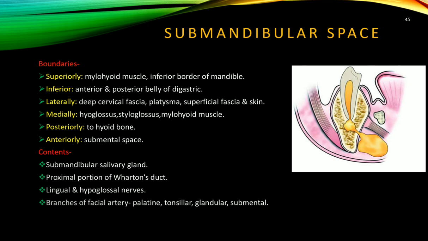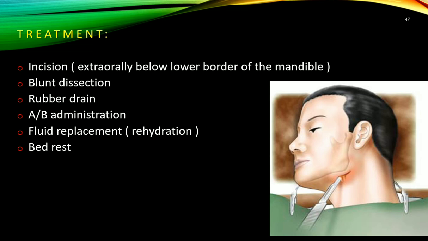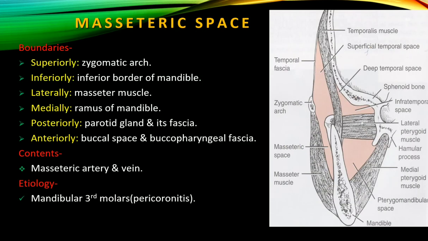The second most common space to be infected is the submandibular space. The contents in this area are the submandibular gland, Wharton's duct, lingual and hypoglossal nerve, and branches of the facial artery like palatine, tonsillar, and glandular arteries. Etiology is that infected mandibular second and third molars can cause this swelling, and infection from the submental and sublingual spaces can also come across. This infection can spread to the contralateral side, causing Ludwig's angina, or can go to the lateral pharyngeal spaces. The treatment is, as usual, incision and drainage, which we'll be discussing later.